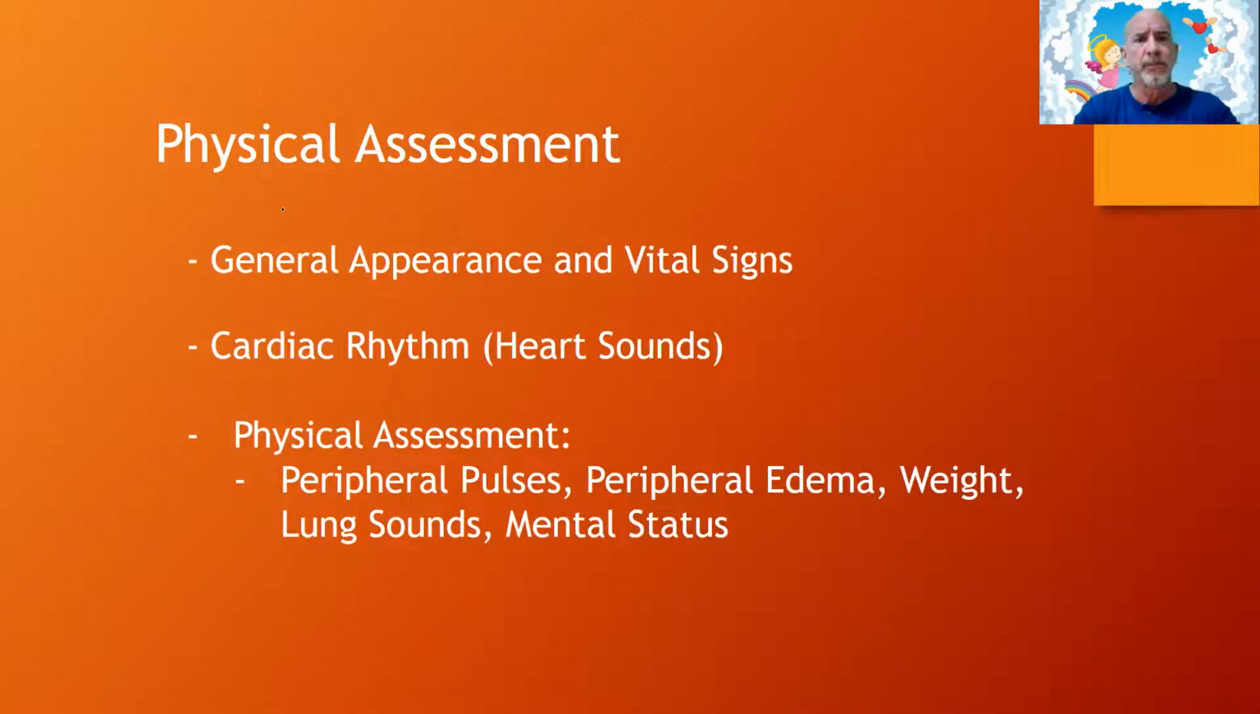Physical assessment: general appearance, vital signs. General appearance: short of breath, sweating, things like that. And of course, the vital signs. Somebody in distress, their heart rate's going to be higher. People with high blood pressure are going to have a high blood pressure, obviously. That's kind of an easy one to figure out, right?